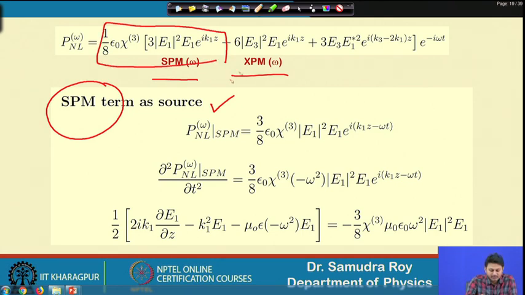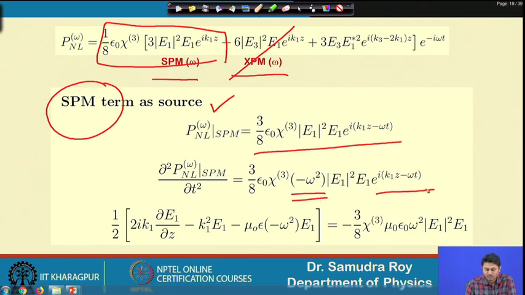We are now not considering this effect for the time being. We will do that in the later cases. So, if I consider this as a source term, the derivative of this quantity simply will be 3 by 8 epsilon 0 chi 3 and then minus omega square mod of E1 square E1 and this quantity. Now, if I plug these things into our original equation, this equation will be simply this.